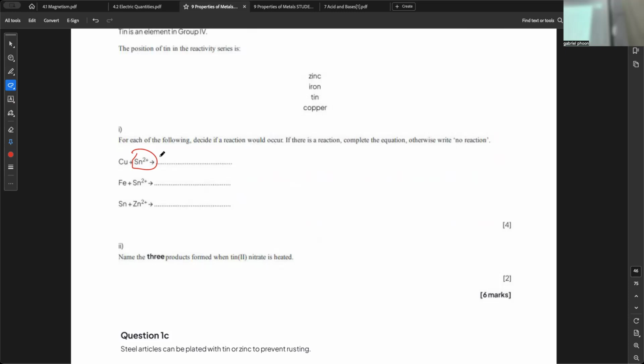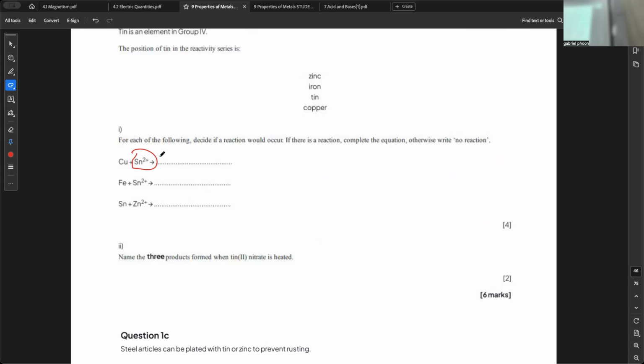You always pick the important ones. Right now, they give you already, right? This is most reactive, followed by this is the least reactive, right? If I have copper and tin, no reaction. Then this one, iron and zinc, no reaction.